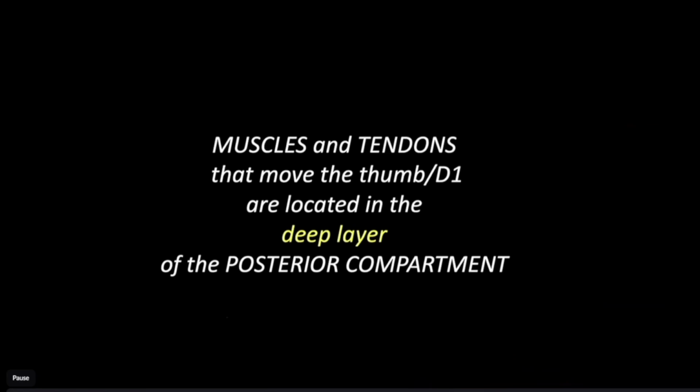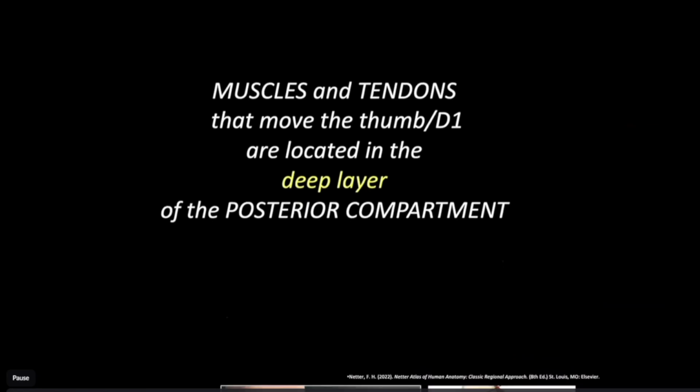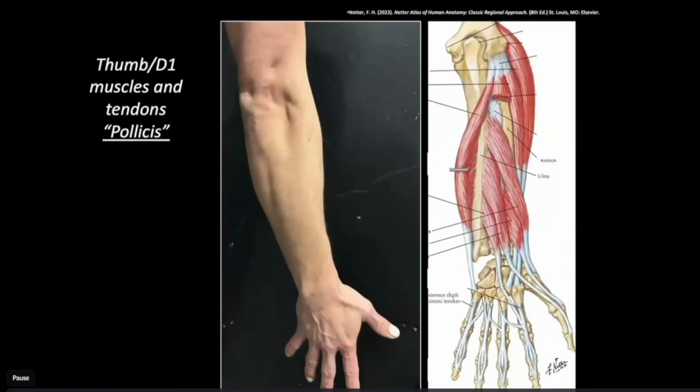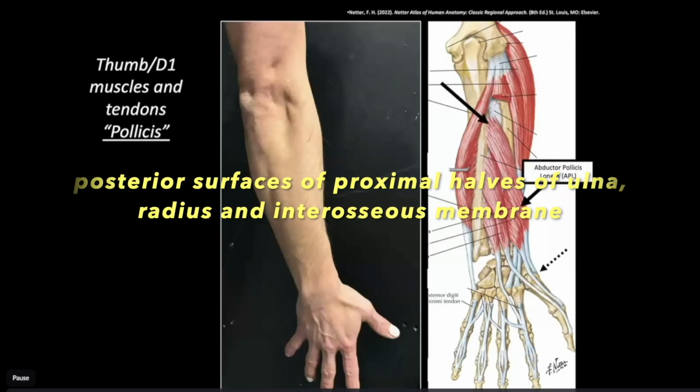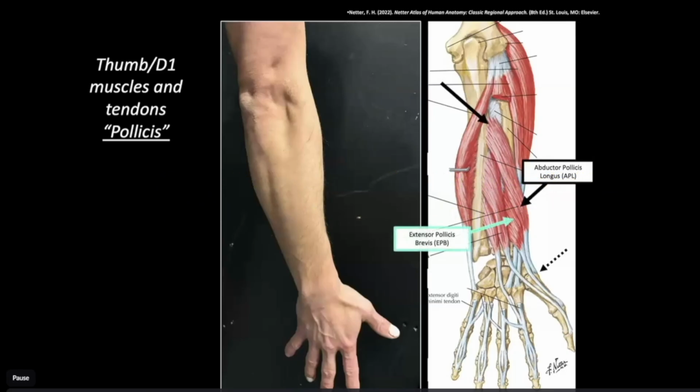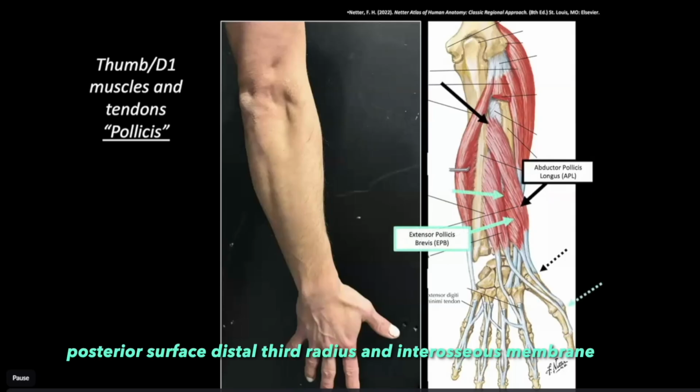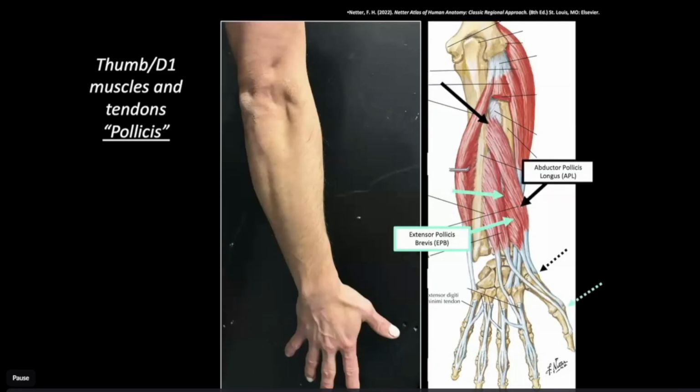The muscles and tendons that move the thumb are located in the deep layer of the posterior compartment. These all have the word pollicis included in their name. Abductor pollicis longus, origin here. Insertion on the base of the 1st metacarpal. Extensor pollicis brevis, or EPB, origin is here. Insertion is on the base of the proximal phalanx, more dorsal.